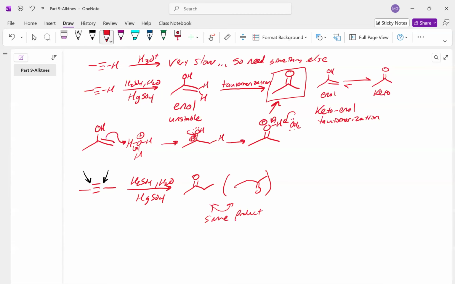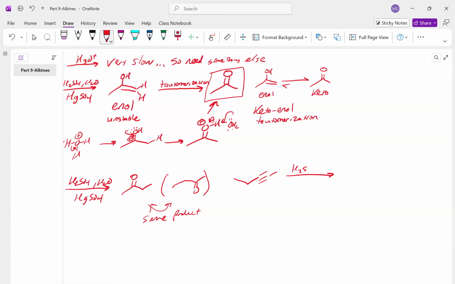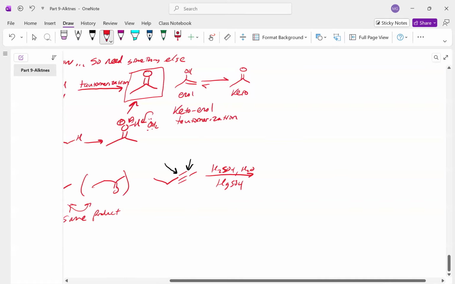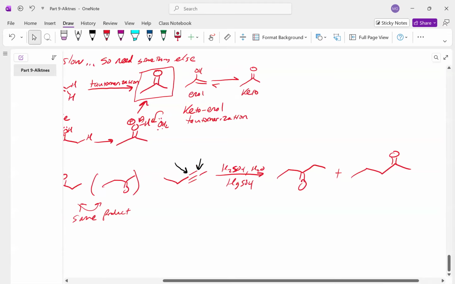But if it were asymmetrical, then we would end up with a mixture of products because the carbonyl could go here on the third carbon, or it could go here on the second carbon. And we don't really know what that product mixture is. Don't assume it's going to be 50-50 because it's not. We're not dealing with stereochemistry here. Some of it will go to the third carbon, some will go to the second. We won't know what that product mixture is until we actually go into a lab and do that. So we have to be very careful and knowledgeable that if it's not a symmetrical internal alkyne, then we will get a mixture of products.